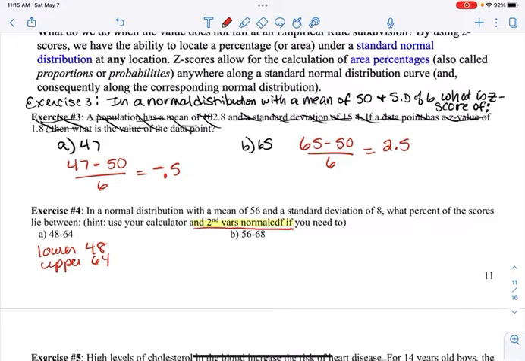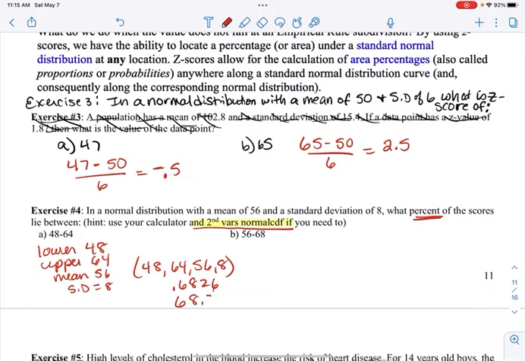Just to remind you how to do this. My mean is 56 and my standard deviation is 8. So after I hit second VARS normal CDF, all of those are going in: 48, 64, 56, 8, hit enter, and I get 0.6826. I'm trying to find the percent of the scores, so I'm going to change that to a percent, 68.2%.